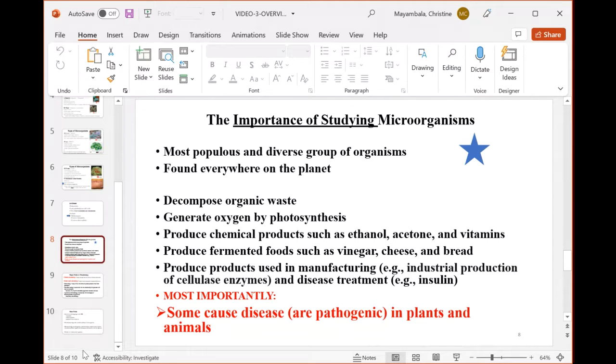They can generate oxygen by photosynthesis, in the air around us. Now, this other role of microorganisms, for example, the production of products like ethanol, acetone, and vitamins, is very important. Yes, because, for example, ethanol, the alcohol, the booze you drink, one of the organisms used in the production of ethanol is yeast.